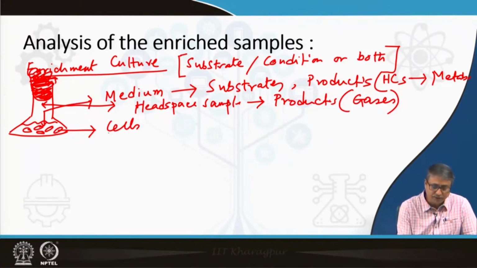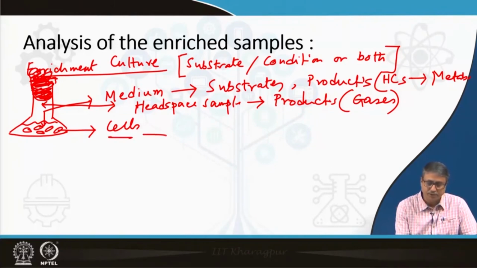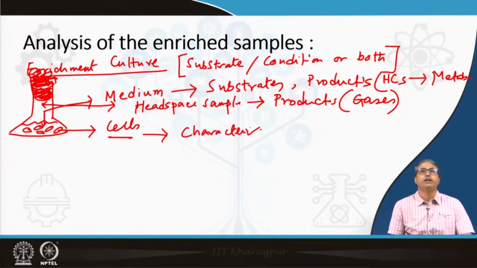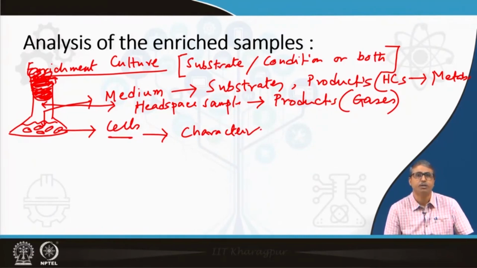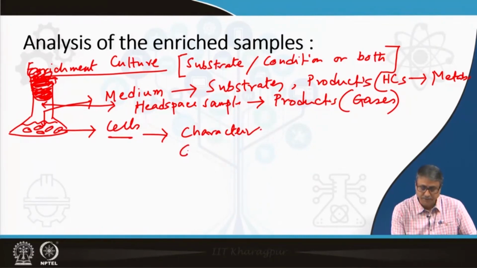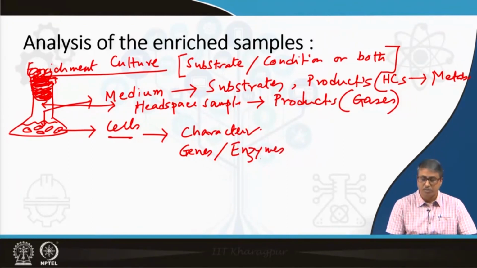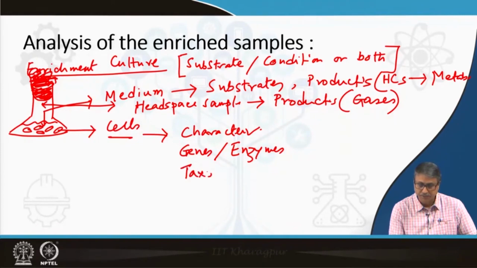And now eventually the cells. Now again for the cells we have a very streamlined procedure to characterize them. Characterize them in terms of their metabolic properties, characterize them in terms of the genes they have or the enzymes they are producing, or delineate their taxonomy.